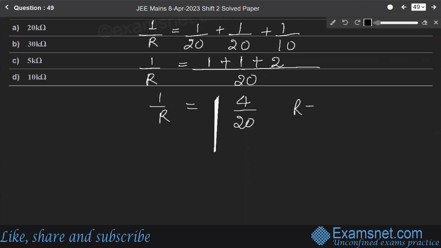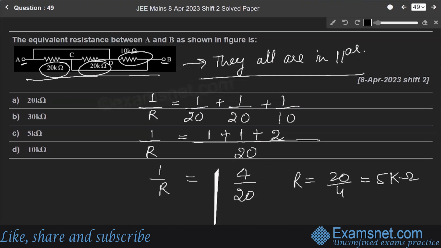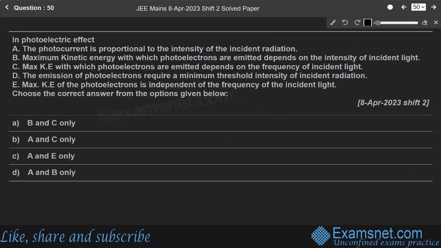So R will be equal to 20 over 4. It means 5 kilo ohm. So our correct answer is option C, 5 kilo ohm. Okay. Now the next question is the photoelectric effect.